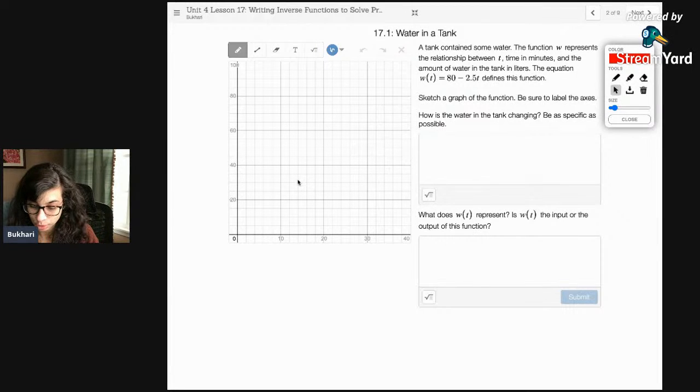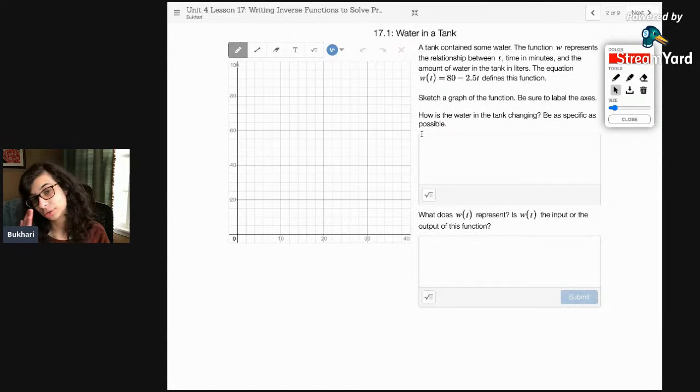Right, a tank contains some water. The function W represents the relationship between time in minutes and the amount of water in the tank in liters. The equation W of t equals 80 minus 2.5t defines this function. So the first thing you want to do is sketch your graph.